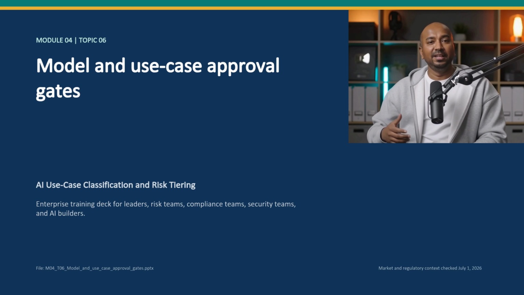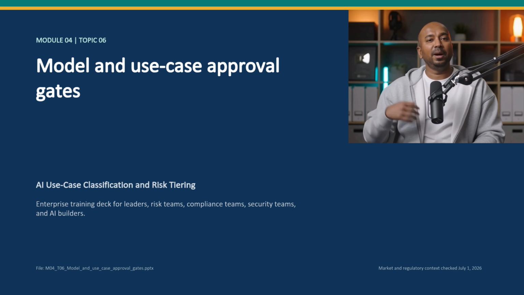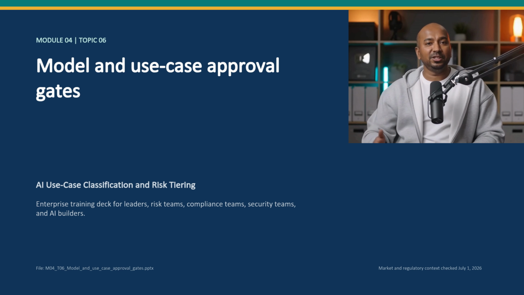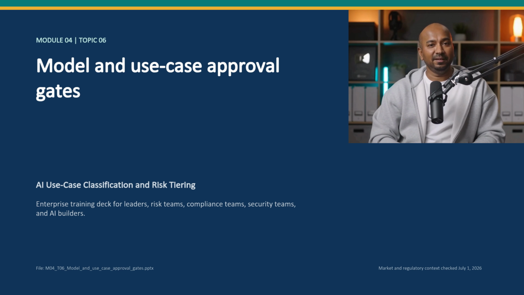Welcome everyone. In this deck, I am focusing on model and use case approval gates as part of AI use case classification and risk tiering. This builds on the previous discussion of human in the loop requirements. So I want the class to keep that thread in mind.